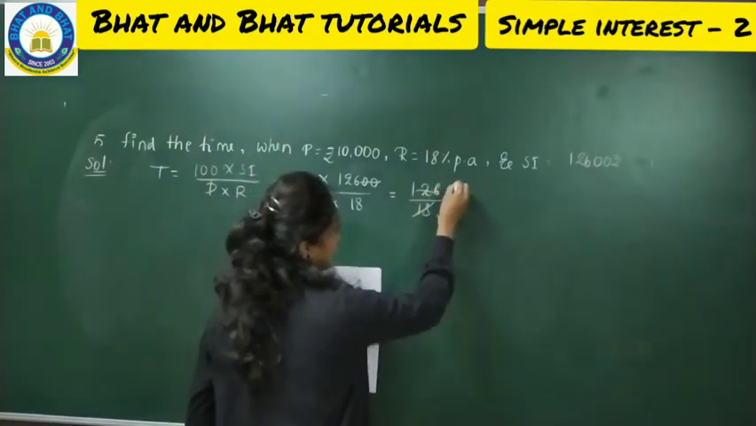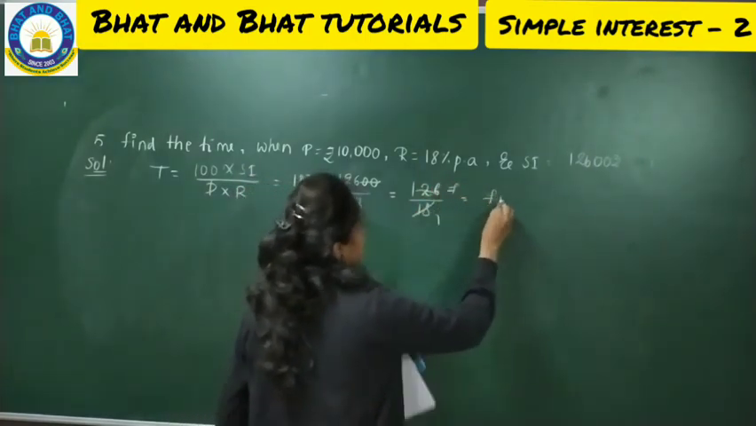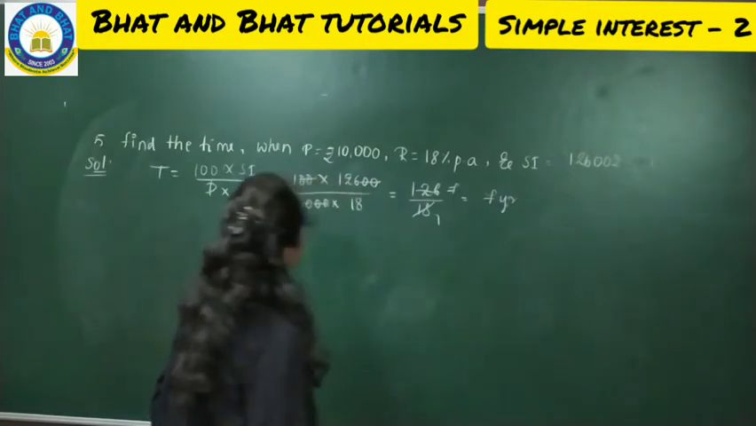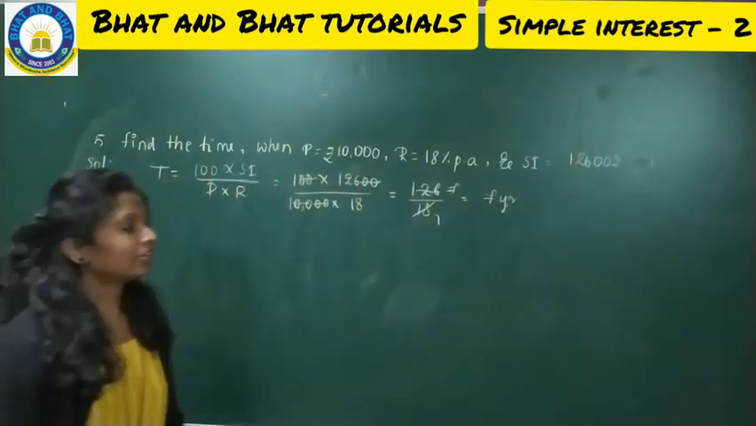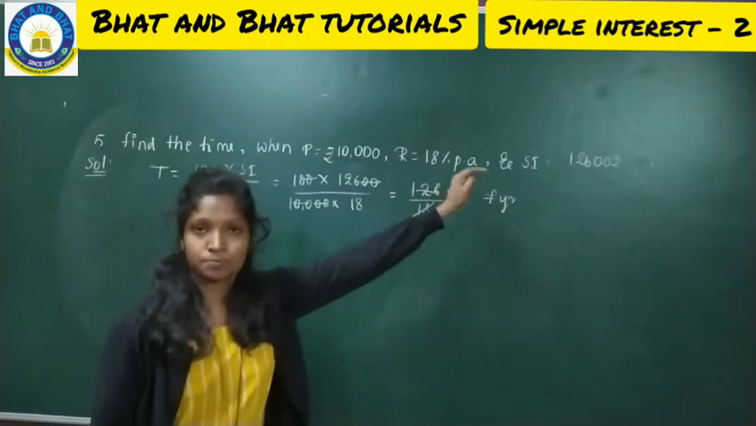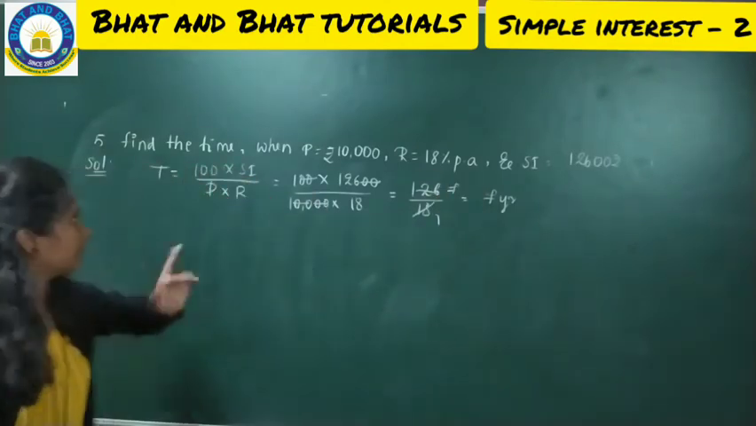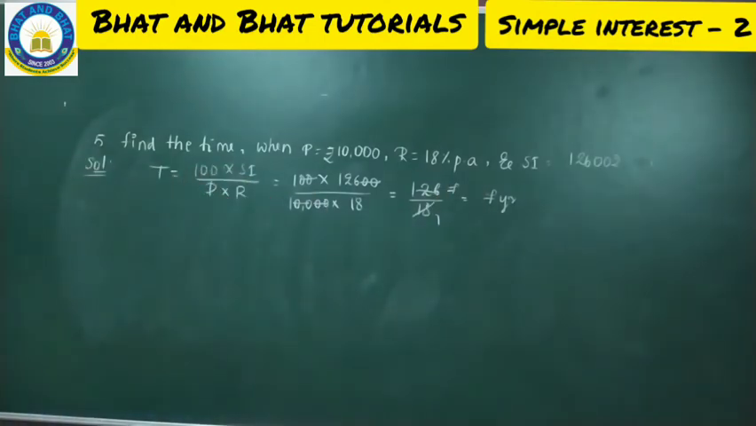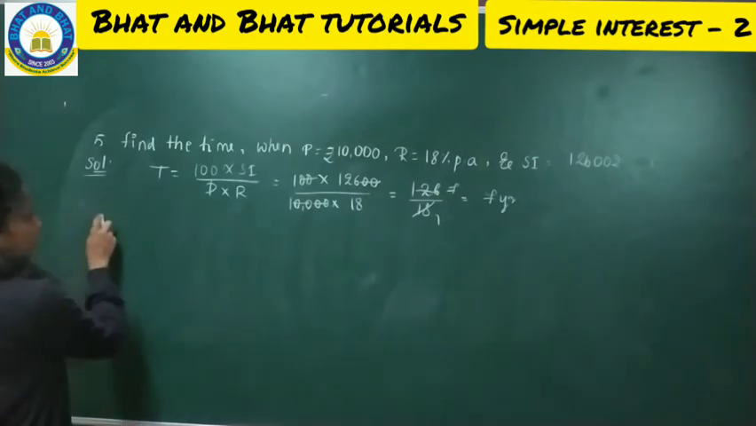18 ones are 18, 18 sevens are 126. So 7 years is your time period. Make a note. And why 7 years? Because it is per annum. So year will come. Make a note. So fine. Hope you all copied. So now I'll go with the sixth question.